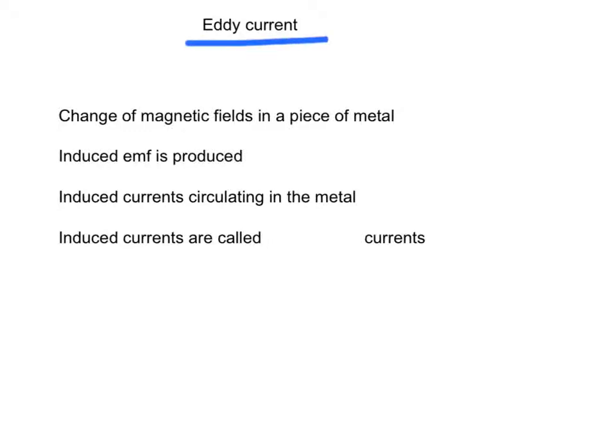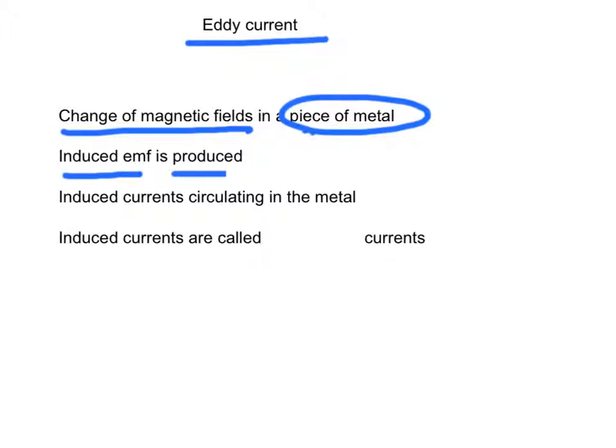Eddy currents. When there is a change of magnetic field in a piece of metal, by Faraday's law of induction, an induced EMF is produced in the metal. Also, induced currents will circulate in the metal, and these induced currents are called eddy currents.